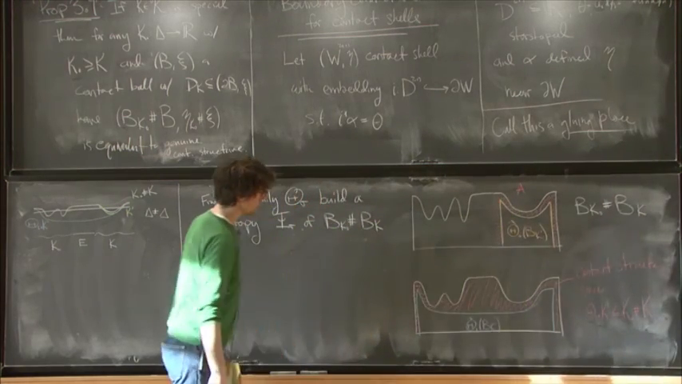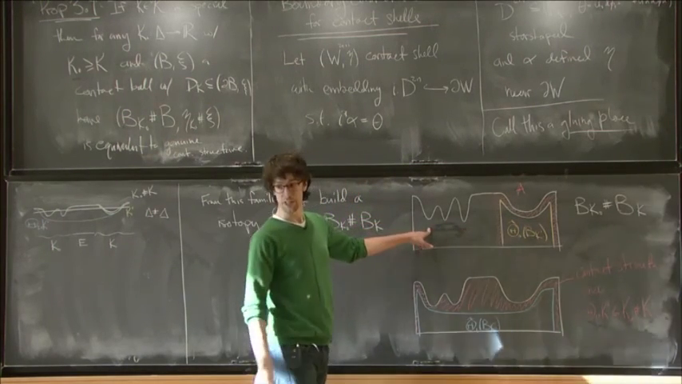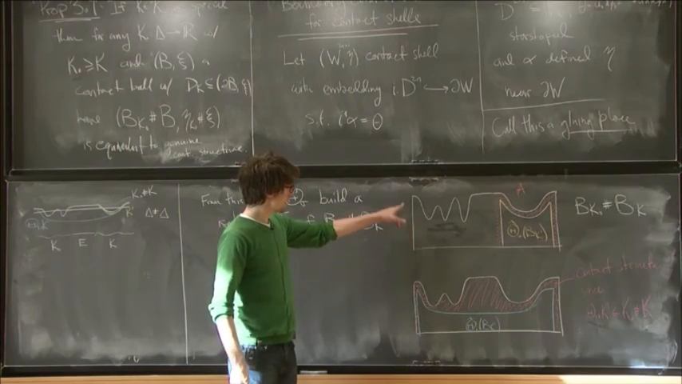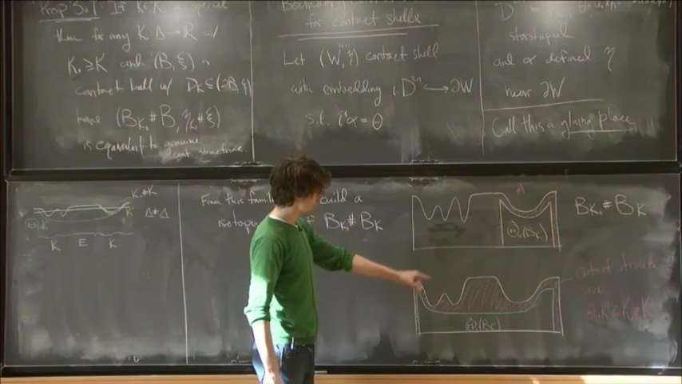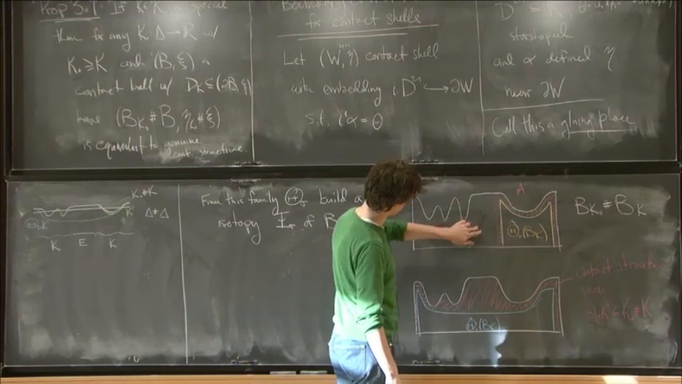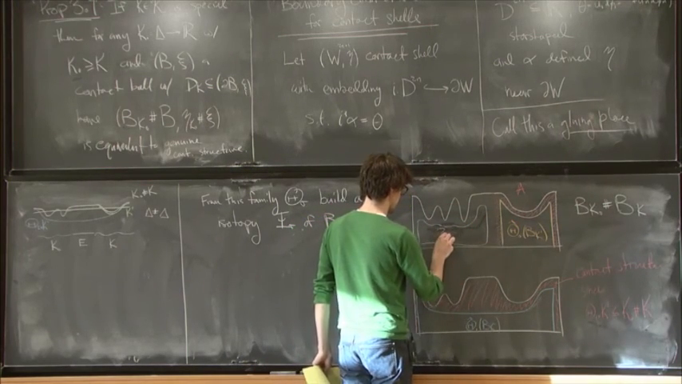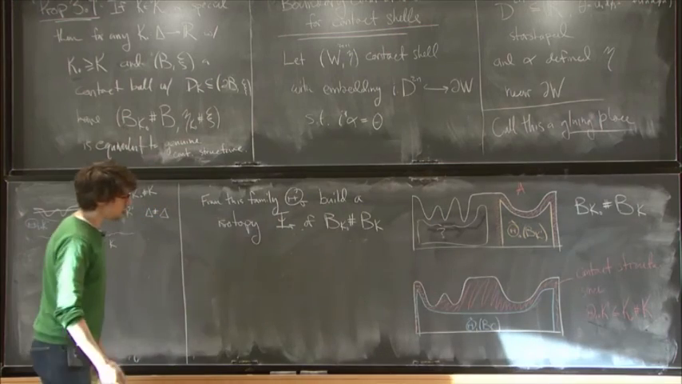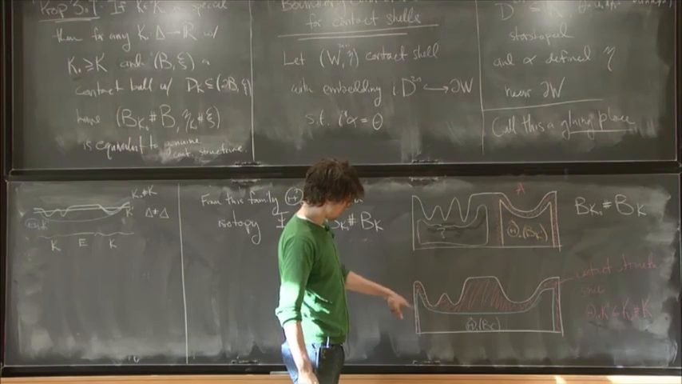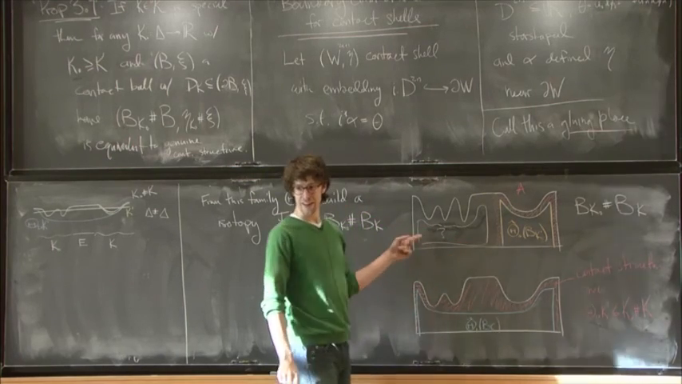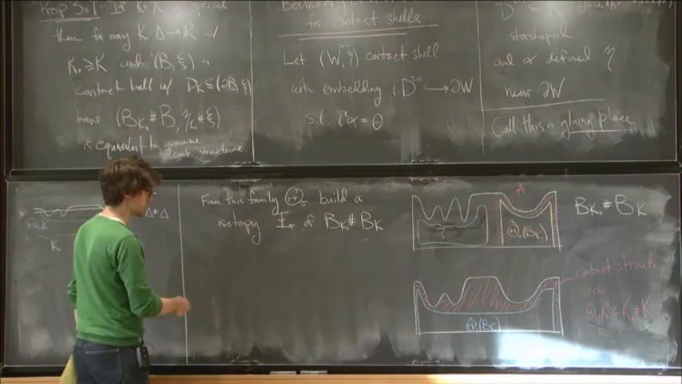Now, what do I want? I wanted a contact structure to fill in this BK region. From the get-go, I only know it's contact near the boundary, but I know nothing about the inside. I have some contact structure here, but I want to fill in this region. Well, I know how to solve it here, so I just need to pull this blue region back to where it started, and that defines the contact structure in here. That's what this isotopy does.